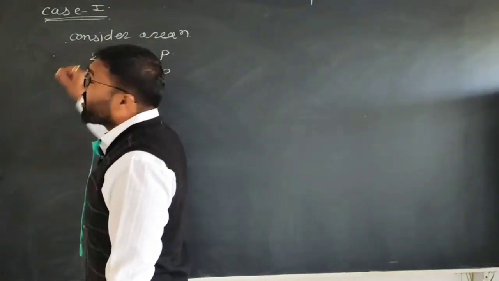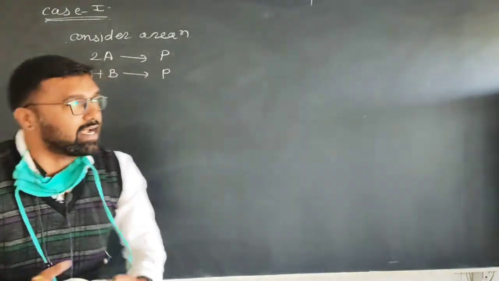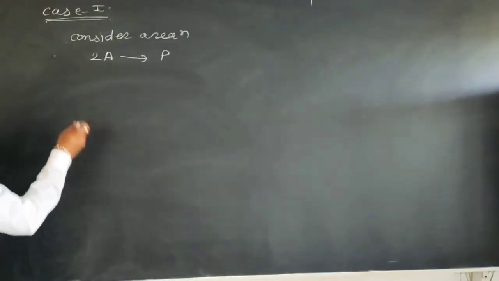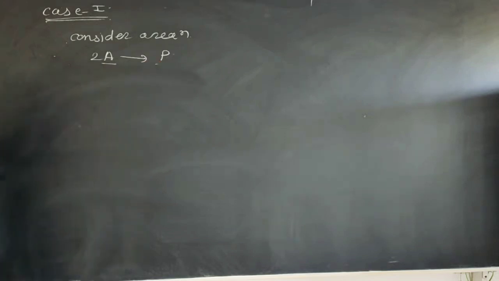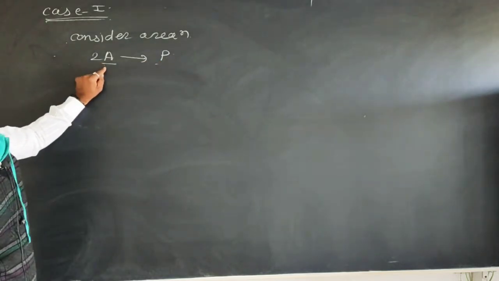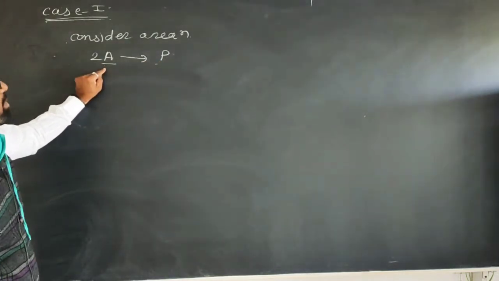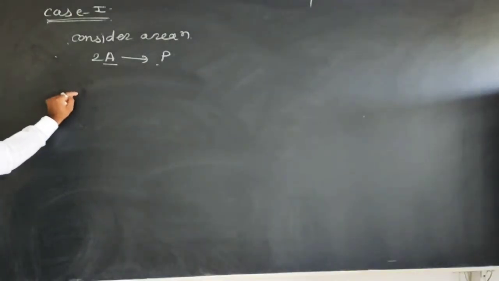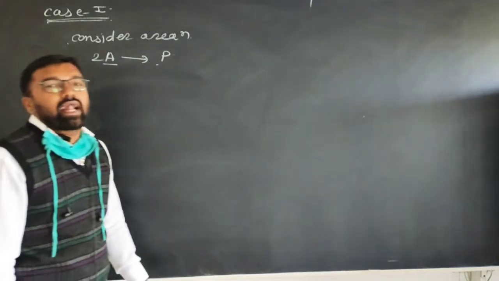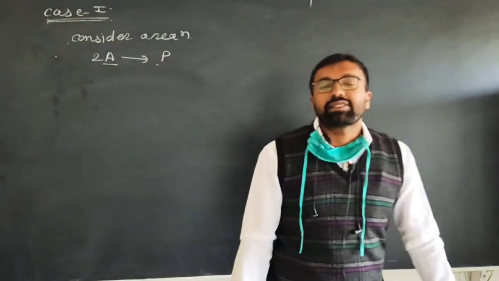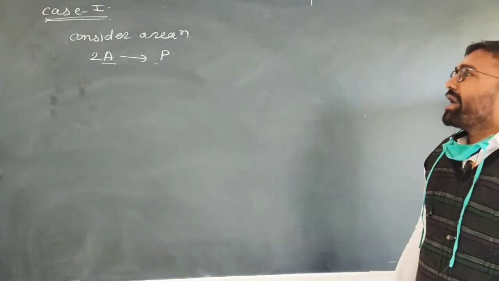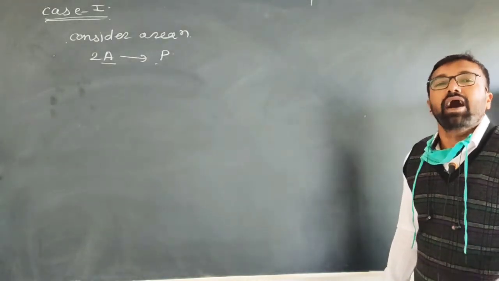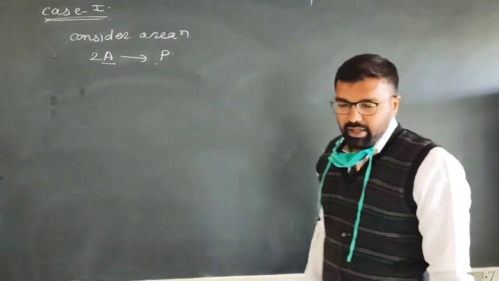For our practice and convenience, we consider the first reaction, that is 2A gives product. Here A is the reactant, P is the product. Suppose the initial concentration of the reactant is equal to a, or A0, you can say anything. In time t, suppose x amount of reactant reacts to form the product. Obviously x amount of product will be formed, and remaining behind, a minus x is the reactant in unreacted state.